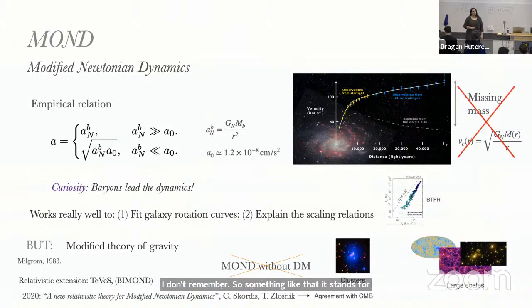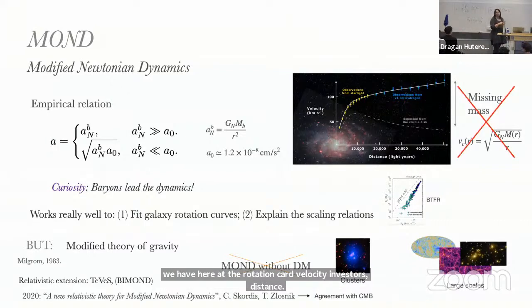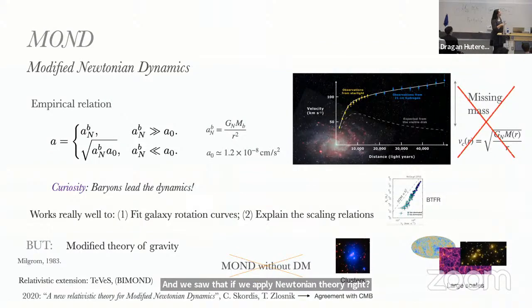And what is MOND? So remember the rotation curve that we learned, right? So we have here the rotation curve, velocity versus distance. And we saw that if we apply Newtonian theory, here we see how the velocity changes with the radius. To explain the observational signatures, we have to have more mass in our galaxy. So that is how we explain dark matter in galaxies.